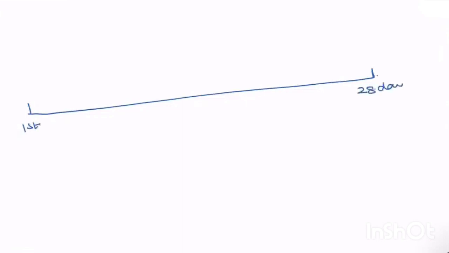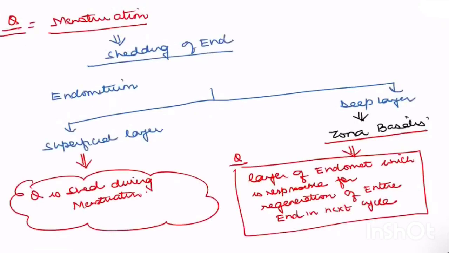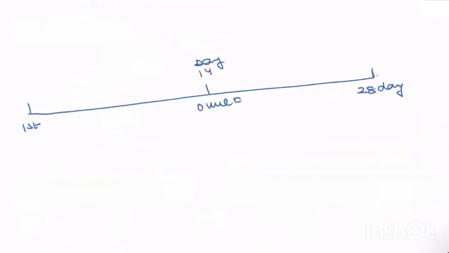Now, next question. For next question, I want you to draw this cycle, first day of the cycle, 28th day of the cycle, and ovulation, which will happen on day 14. Right? So if you have copied this slide, I am moving to the next slide now. And you are going to draw this line diagram again. First cycle, day 14 and day 28.